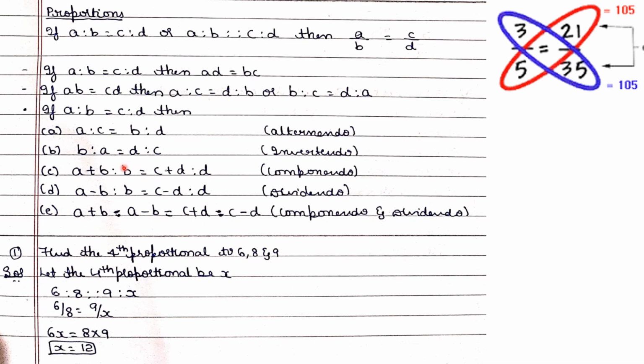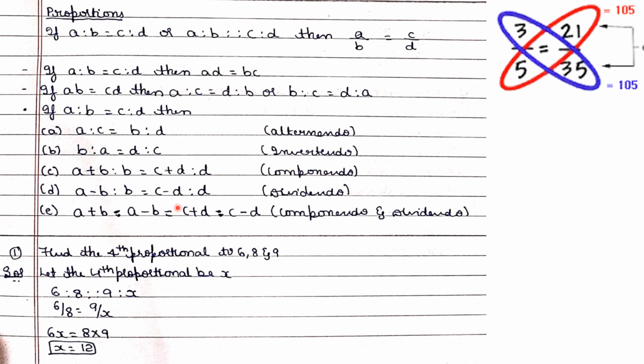Componendo means A plus B is to B is equal to C plus D is to D. So when two terms are being compounded, they are being added. When it is dividendo, A minus B is to B is equal to C minus D is to D. When both componendo and dividendo are asked, A plus B is to A minus B is equal to C plus D is to C minus D. So when A is to B is equal to C is to D, this is how alternando, invertendo, componendo and dividendo are found out.